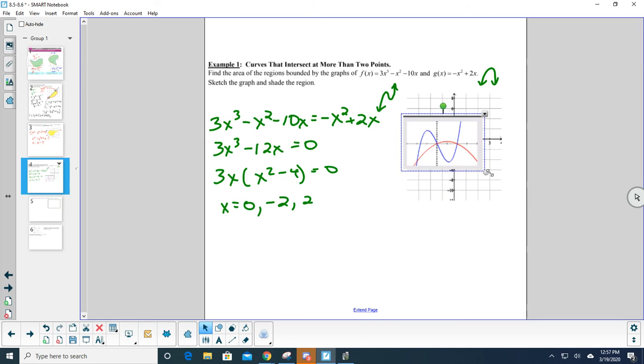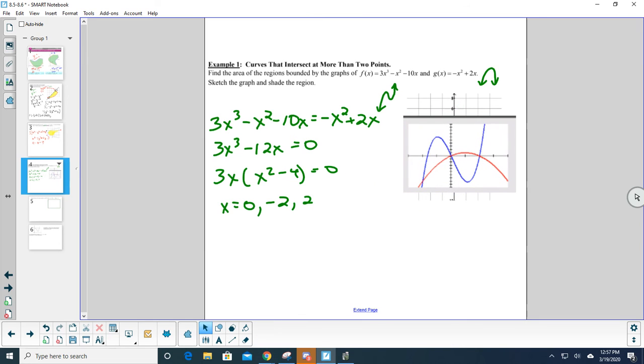Okay, so I'm going to pull it over here, make it bigger. So if you'll notice, at negative 2, at 0, and at 2 is where they intersect. But we can't just go from negative 2 to 2 because if you'll notice, the blue one's the top here, but the red one's the top here. So we're going to have to go from negative 2 to 0. My blue one is my cubic, so I'm just going to put f of x. My red one is my quadratic.